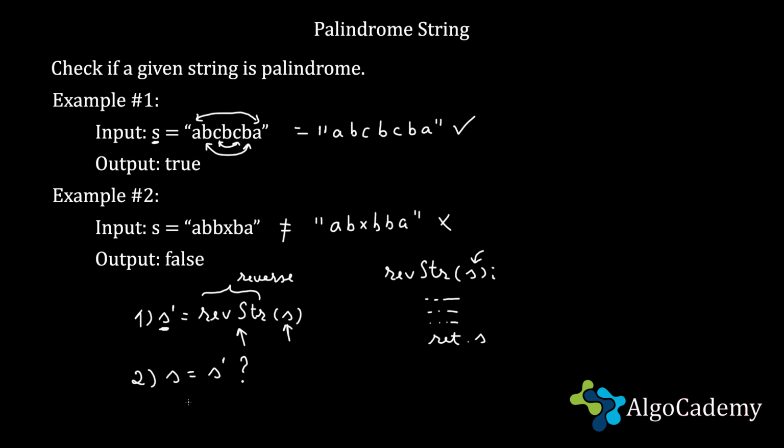Again, ask the interviewer if he is okay about this. If he is, awesome. If not, guess what? You can make a for loop and literally check each two corresponding characters. S of 0 with S prime of 0, S of 1 with S prime of 1, and so on and so forth, right?